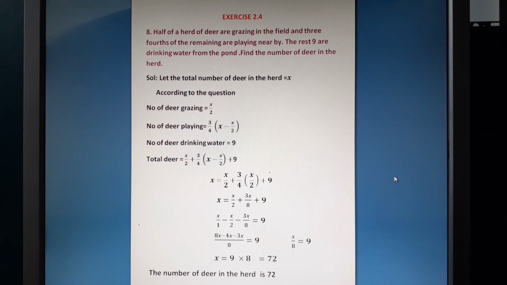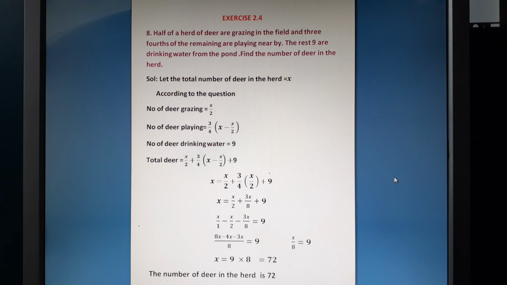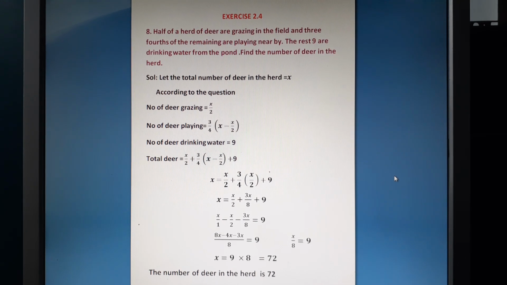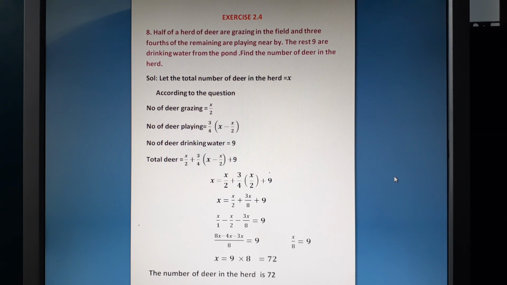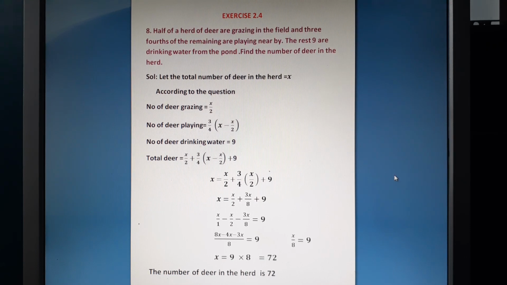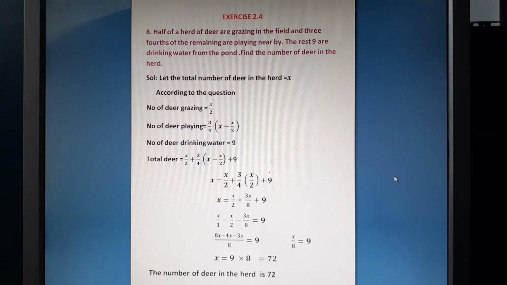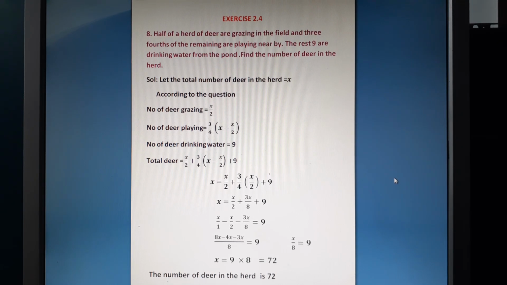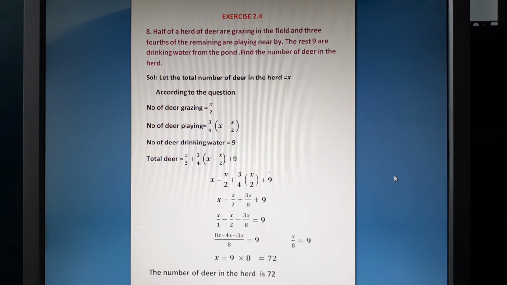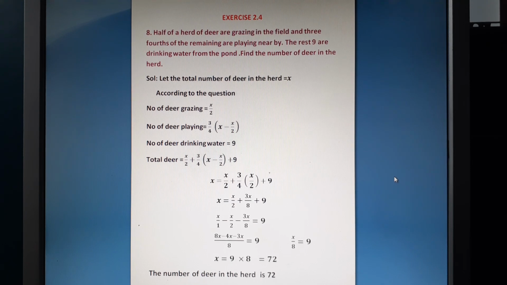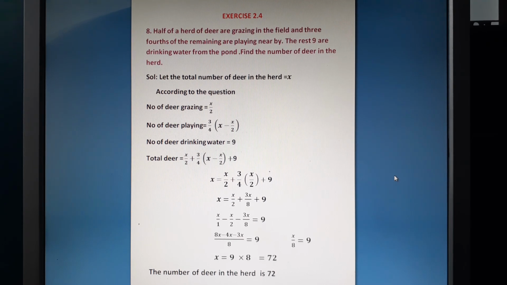8x minus 7x is equal to what? x. So x is equal to 9 into 8. The left hand side denominator comes to the right hand side. It comes under multiplication. So 9 eights are 72. The number of deer in the herd is 72.